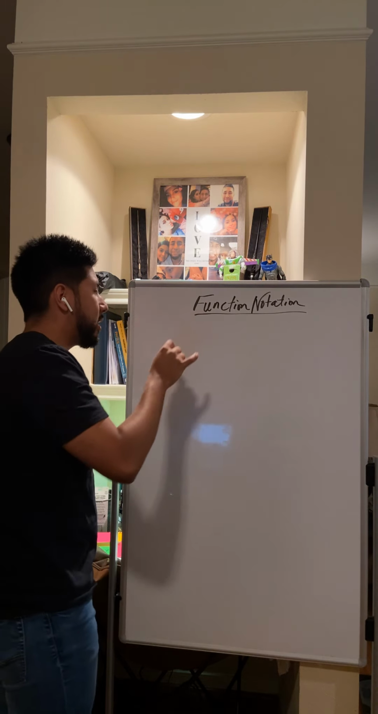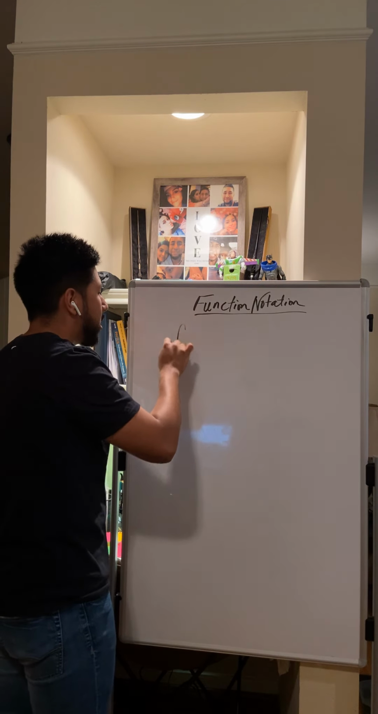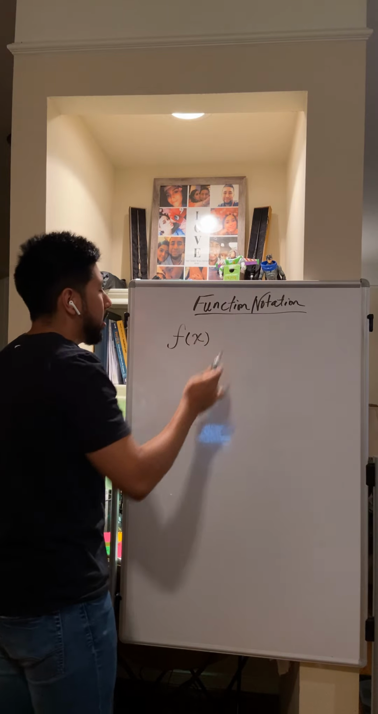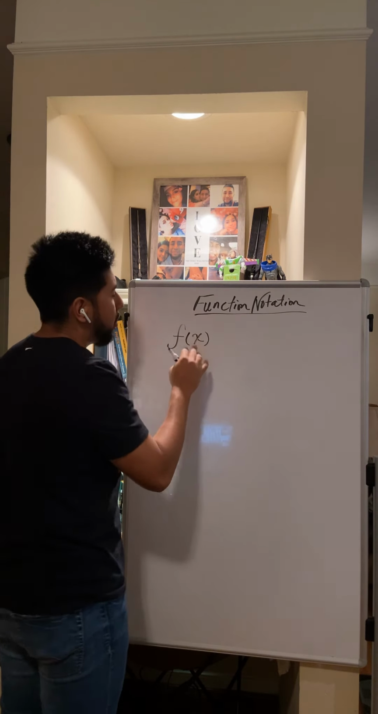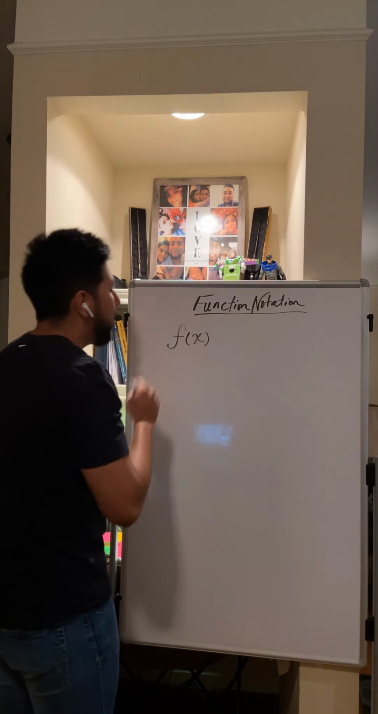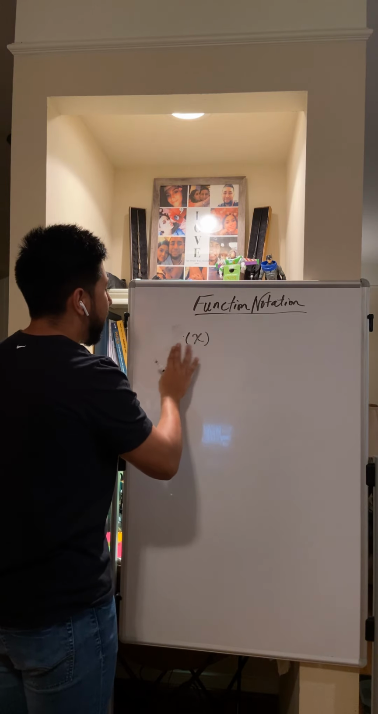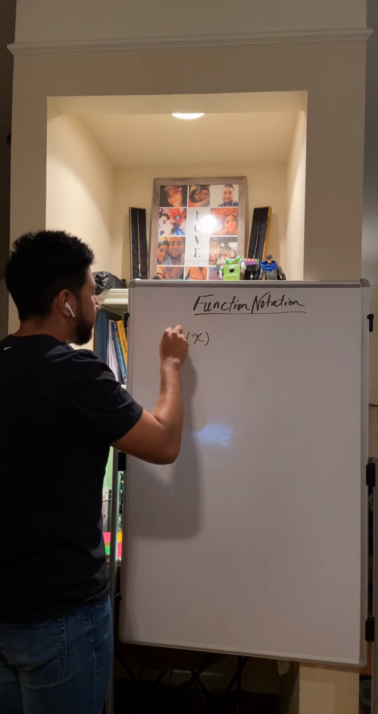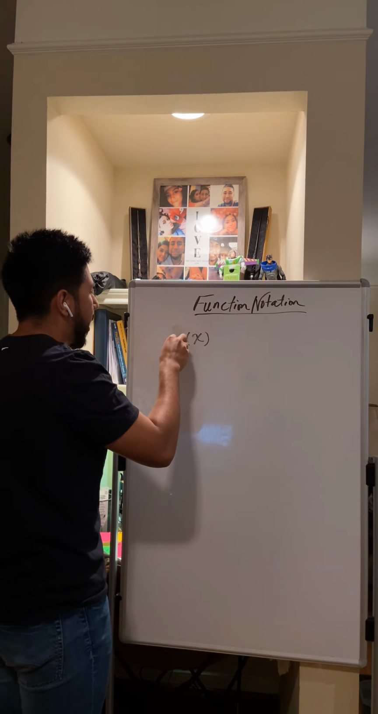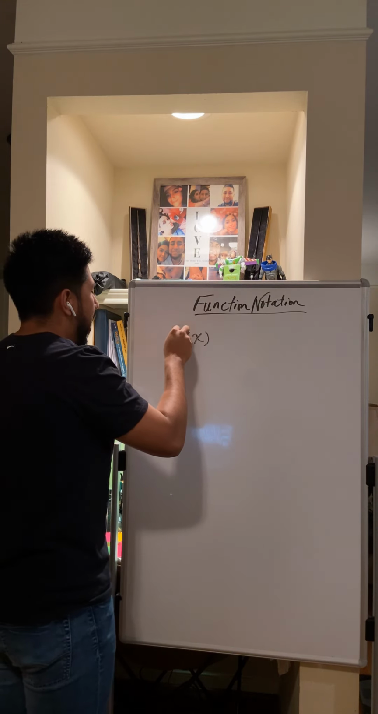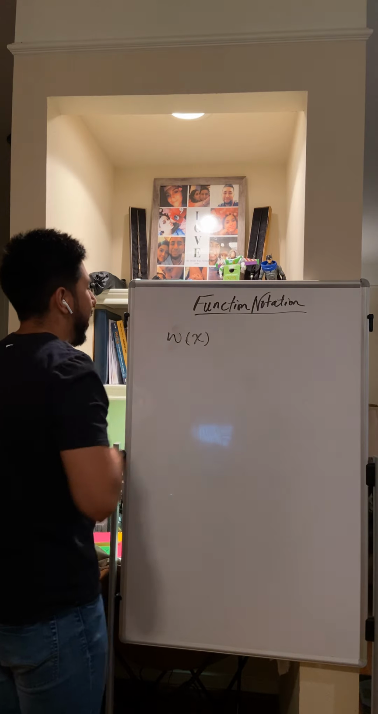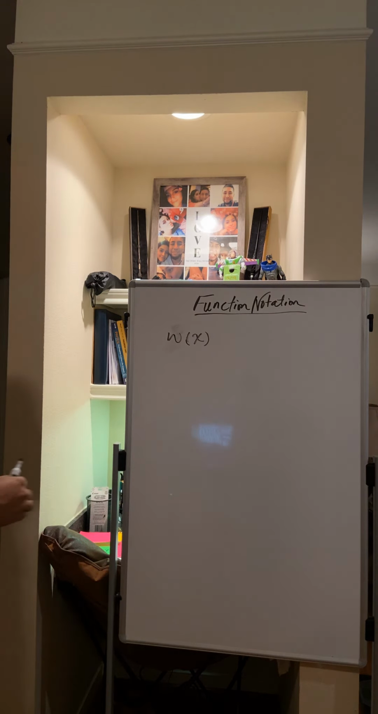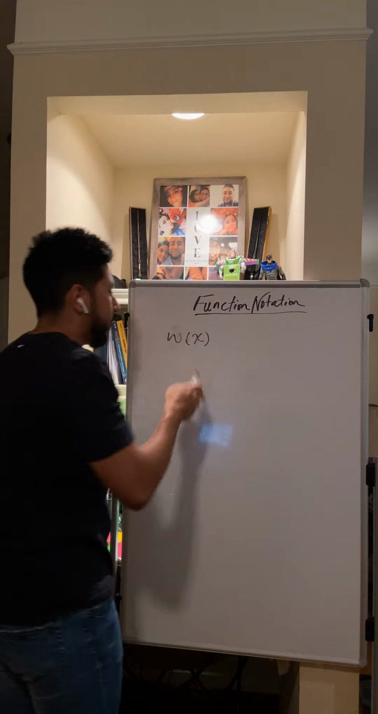Now, it's not always going to be f of x, just in case. This is the basic, where you're usually going to see it, but it can be other letters also, other variables. So let's try a different one. Let's try a fun one. Let's try w of x, because w comes out a lot. So this is another function name.